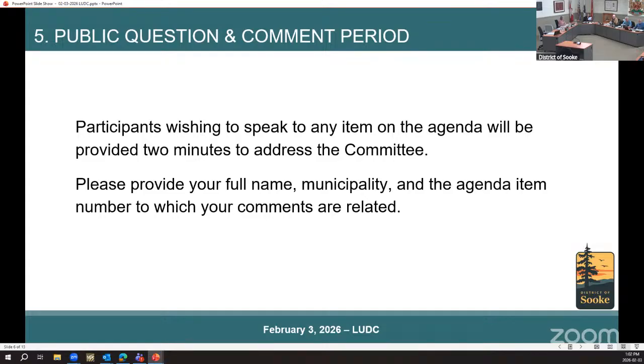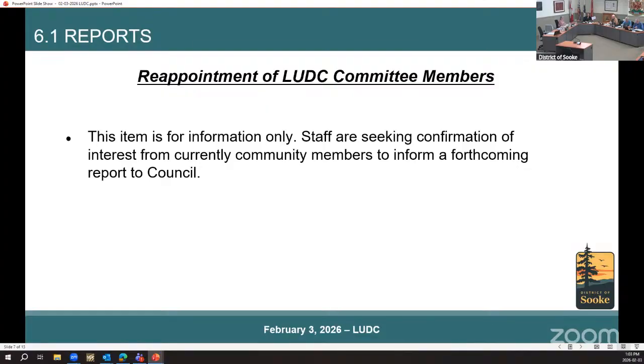Thank you. Okay, so that brings us straight into item 6. 6.1 is reappointment of LUDC committee members. I'll just ask staff, is there anything further to report on this? Through the chair, this report is simply to flag that the current year term for the community members of the Land Use Development Committee is coming to an end in early March. What I'm asking today is to simply confirm with the current community committee members whether they are interested in continuing to serve should the committee be extended for another term. There's really no decision required of the committee. I'm just looking for a verbal from both of the committee members present here today.